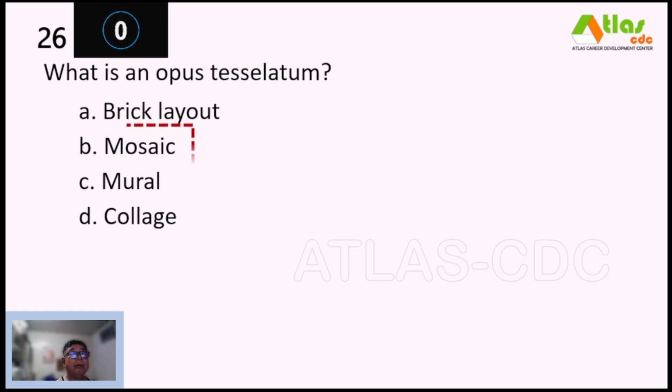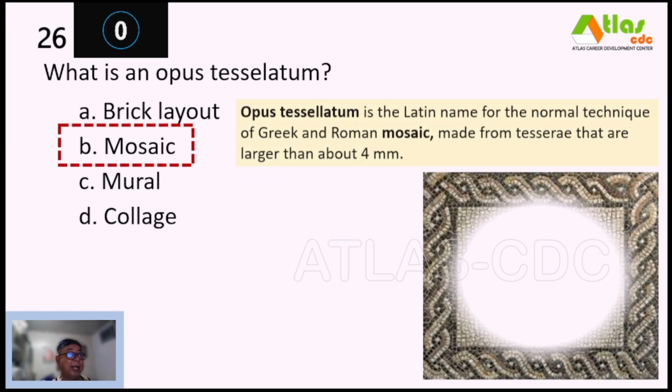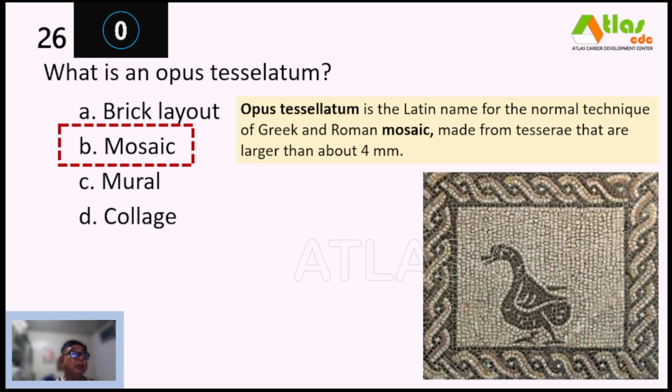And our correct answer is letter B, mosaic. So opus tessellatum is the Latin name for the normal technique of Greek and Roman mosaic made from tesserae that are larger than about 4 mm.